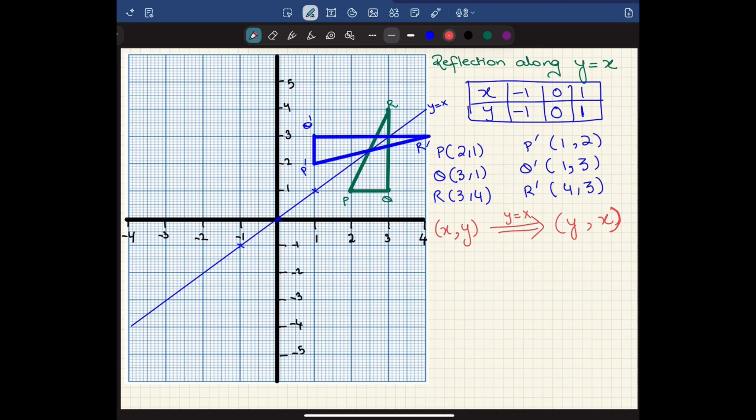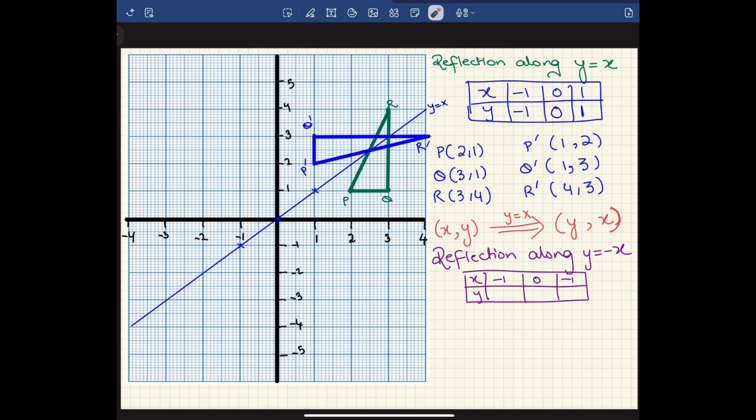Let's have a look at the fourth scenario, which is reflection along the line Y is equals to negative X. Okay. So again, what we're going to do is construct this line.